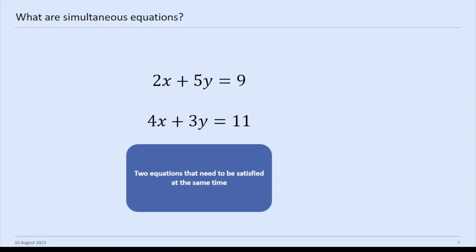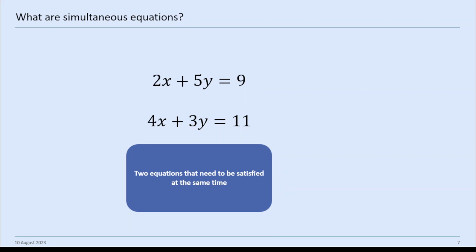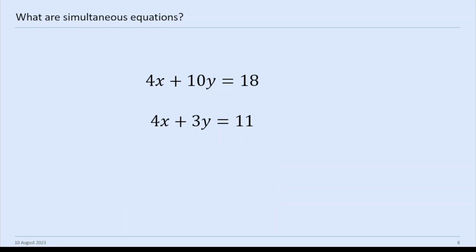Go back to this one. It's a bit more tricky because in neither of the equations can we get x or y on their own. So what we're going to do is multiply the top equation by 2, multiply the left and the right by 2. So instead of 2x plus 5y equals 9, it's going to be 4x plus 10y equals 18. Then what we're going to do is take the equations away from each other. So basically what happens is we take the bottom equation from the top equation. So we know that 4x plus 3y equals 11. So we take 4x plus 3y away from 4x plus 10y, which leaves us with 7y. We take 11 from 18.